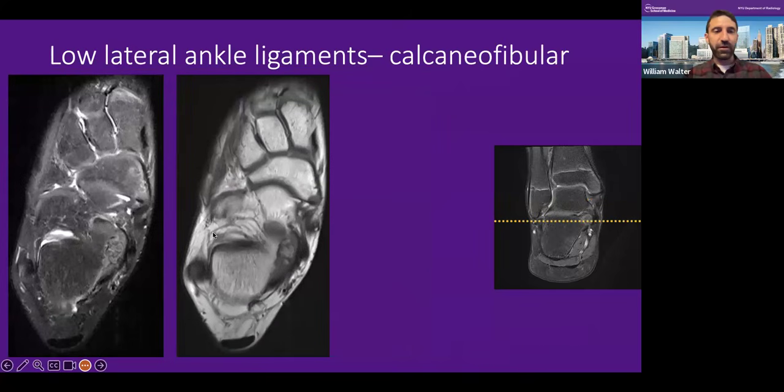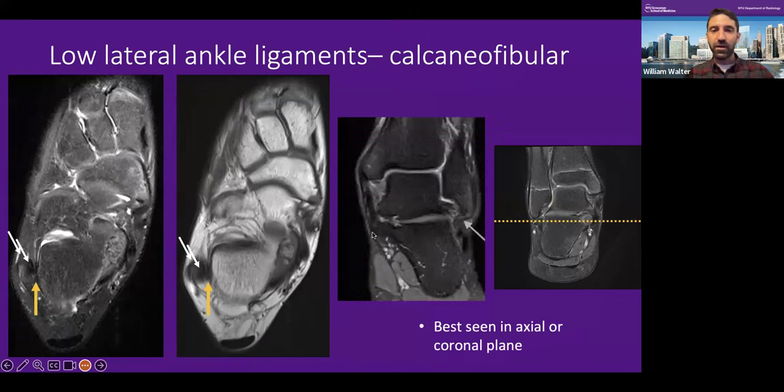The calcaneofibular ligament is the most difficult to visualize. We use some landmarks to help us find it, and that's namely that it passes deep to the peroneal tendons near the lateral calcaneus here. So these white arrows are pointing to the peroneus longus and brevis tendons as they course distal to the fibular tip, and the calcaneofibular ligament will attach at the lateral wall of the calcaneus just deep to those tendons.